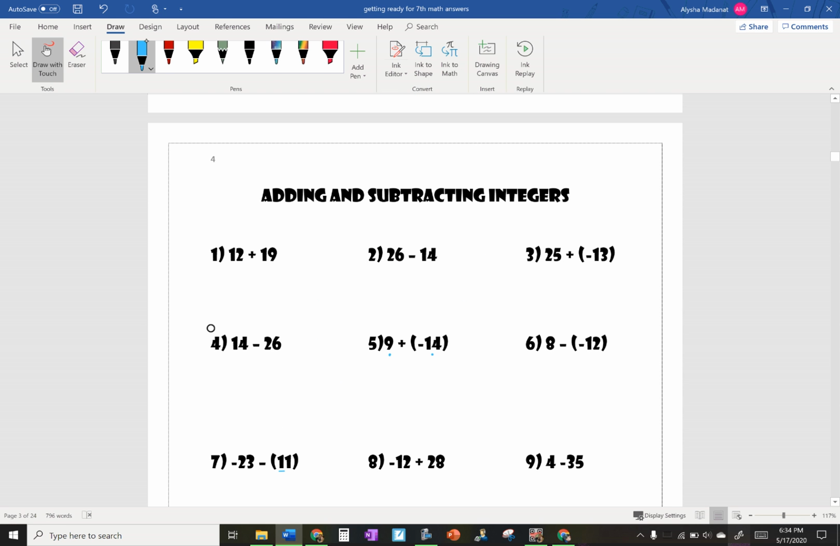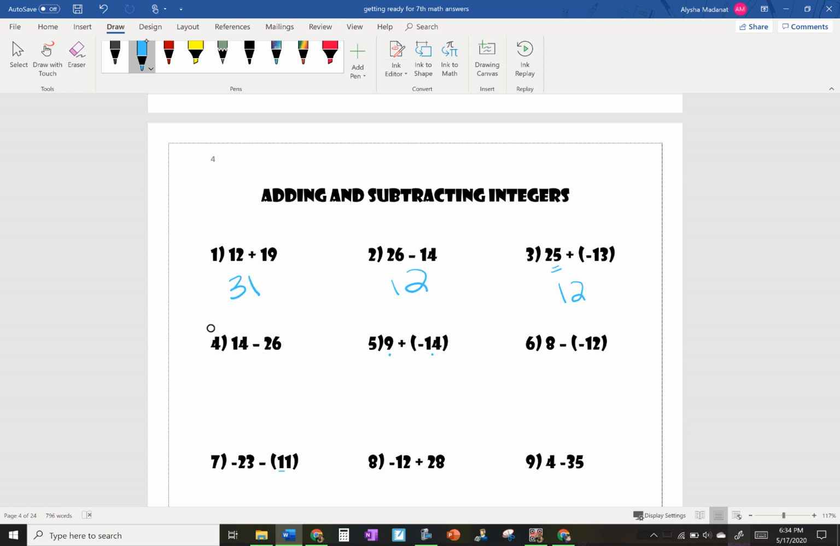So number one, you're going to do 12 plus 19, which is just your normal integers, which is going to give you 31. Number two is 26 minus 14. Again, those are normal integers, so you're going to get 12. And then number three is 25 plus a negative 13. So this is when you have opposite signs, so you're going to subtract, and you'll get 12, and it will stay a positive 12 since 25 is the bigger absolute value.